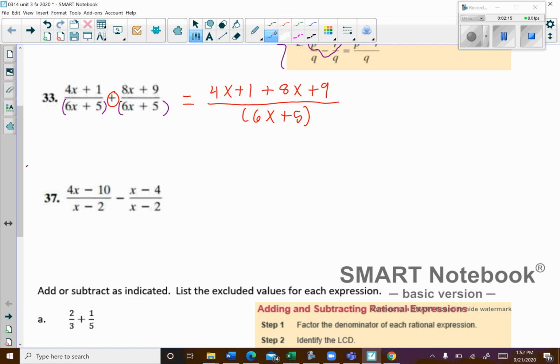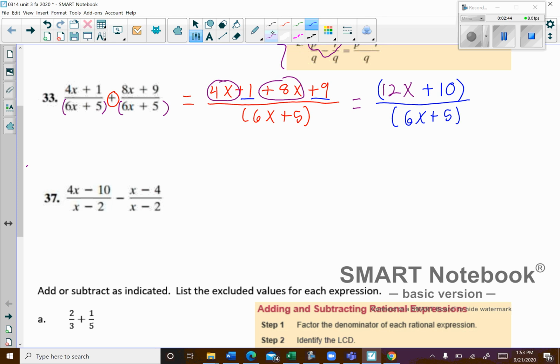So what you want to do is combine your like terms on top. I've got 4x plus 8x on top right here. That's going to give us 12x. And then I've got a plus 1 and a plus 9, so that combines to plus 10, all over my 6x plus 5. And that 6x plus 5, the only way that's going to cancel out is if I have 6x plus 5 on top, which I don't currently.